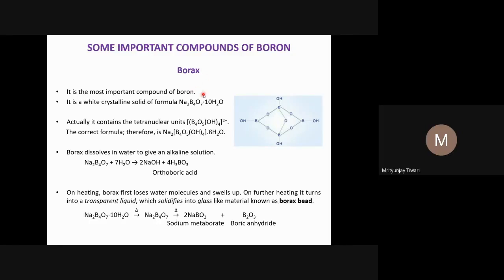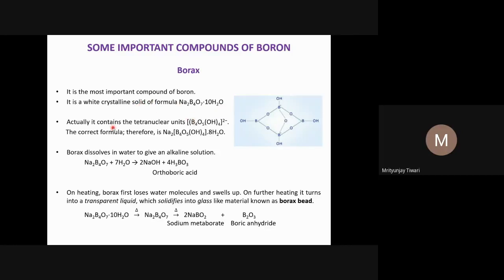So let us first start with borax, and you can see the borax structure here. This is the structure of borax with 8 water molecules as the water of crystallization. Those 8 water molecules are not shown. The chemical formula of borax is Na2B4O7.10H2O. I am saying 8 water molecules as water of crystallization, but in the chemical formula I am writing 10H2O. What does it mean? Am I making any mistake? The answer is no, I am not making any mistake.